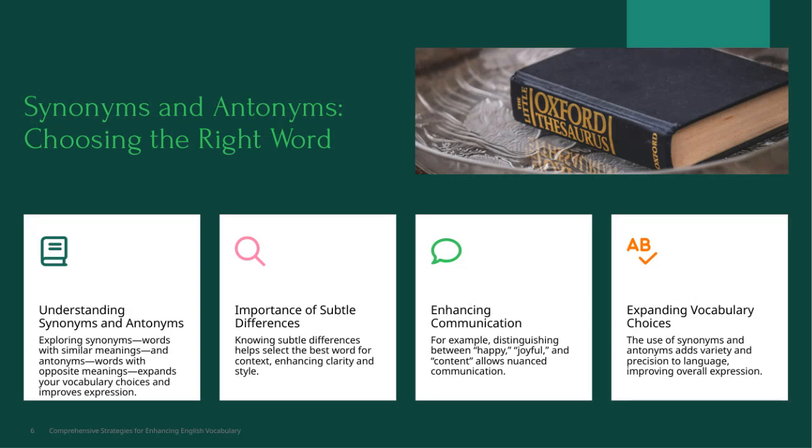When we talk about synonyms and antonyms, we're really looking at two powerful tools for enriching our language. Synonyms are words that share similar meanings, allowing us to express ideas in different ways without losing the original sense. Antonyms, on the other hand, are words with opposite meanings, which help us clarify contrasts or highlight differences.